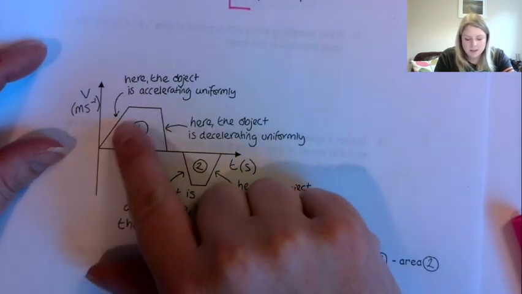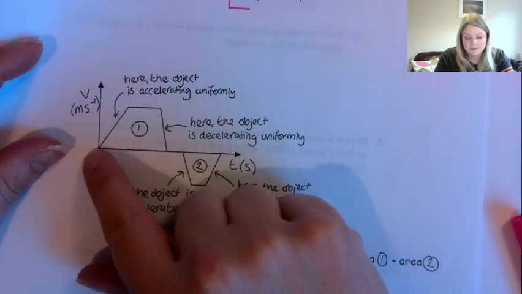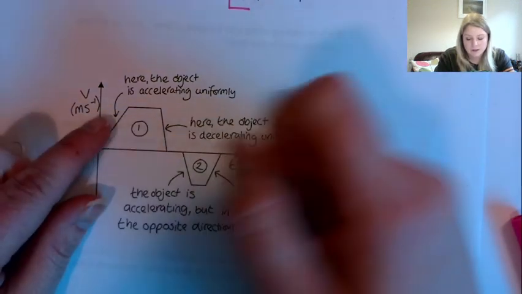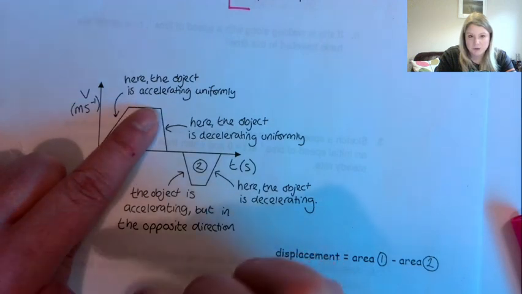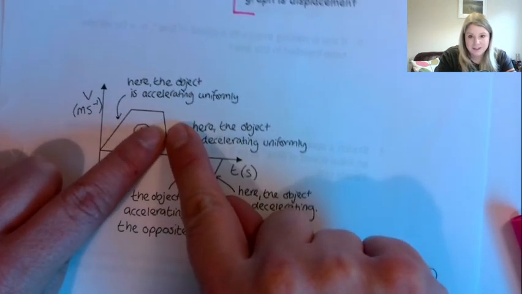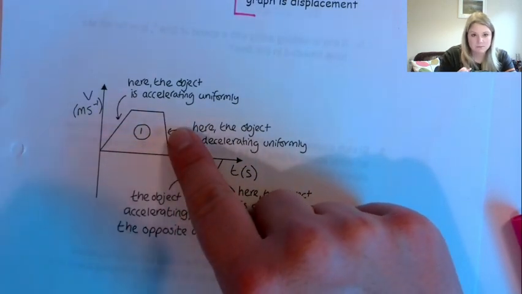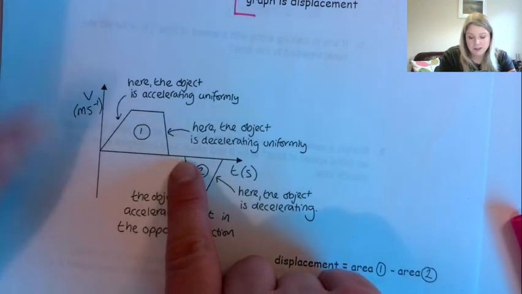So in this wee section, we've got a uniform acceleration because the velocity is increasing linearly. It's increasing at a constant rate. Here, it's travelling at a constant velocity. So a horizontal line is a constant velocity. Here, it is decelerating. Now, the rate of deceleration is much higher than here because it's steeper. Then it stopped for a little while.